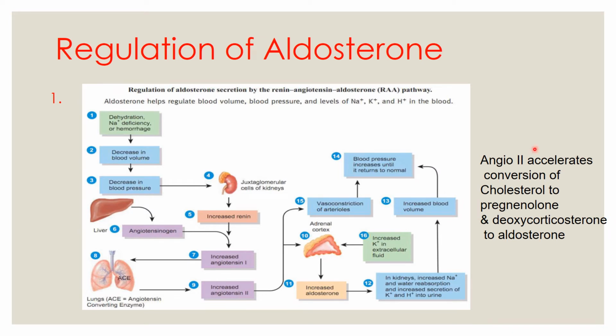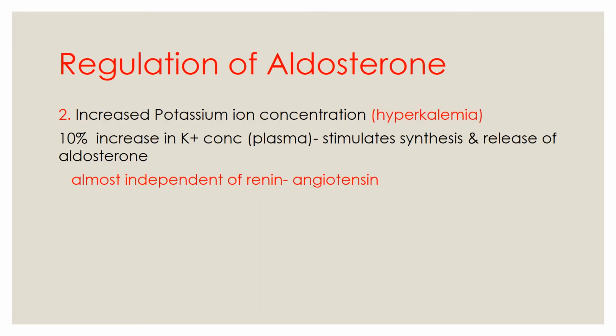As I said, angiotensin 2 will accelerate the conversion of cholesterol to pregnenolone and of deoxycorticosterone to aldosterone by stimulating the aldosterone synthase. The second factor that affects aldosterone secretion is the potassium ion concentration. Any increase, even a 10% increase in potassium concentration, will stimulate the synthesis and release of aldosterone, which is completely independent of the previous renin-angiotensin pathway. So any change in potassium level will stimulate aldosterone secretion.